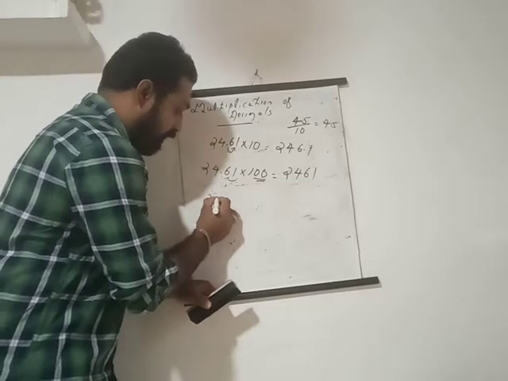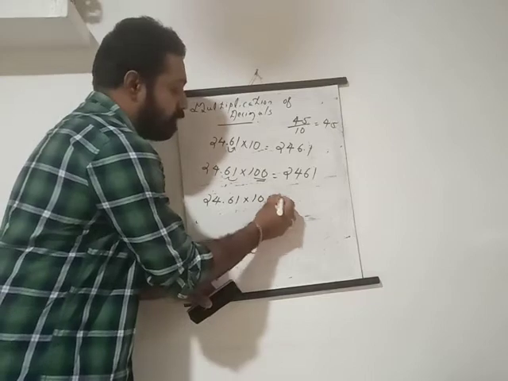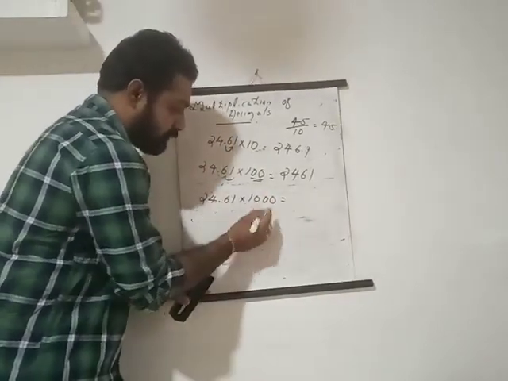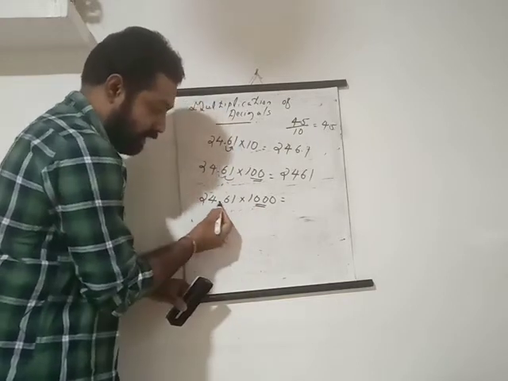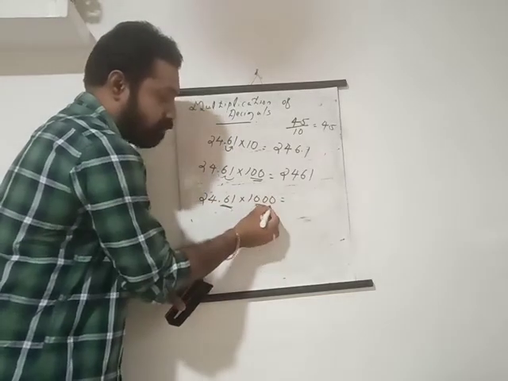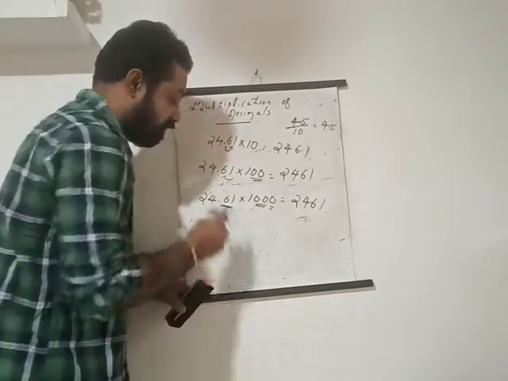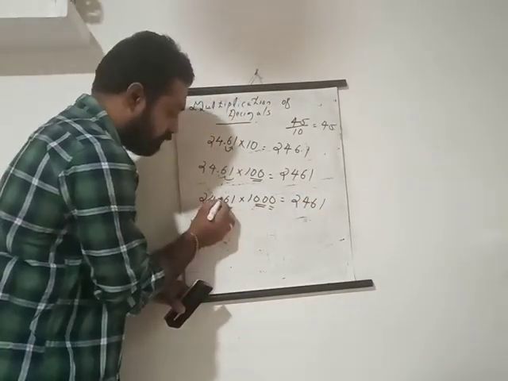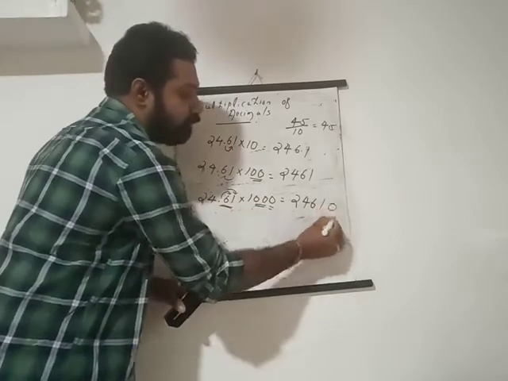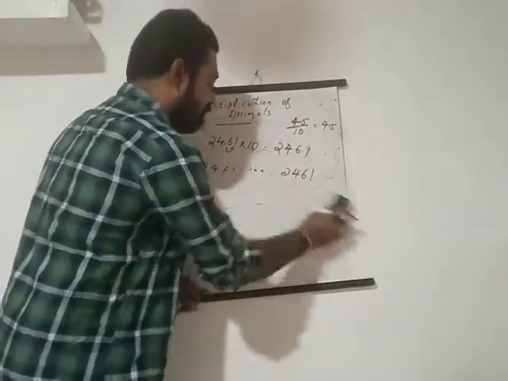Then the same number, if I am multiplying with 1000, what will it become? First, the two decimal places can be cancelled by two of the zeros, so it becomes 2461. Then one more zero is there, so you have to put it here. 24610. Understand? That's all. Very simple.